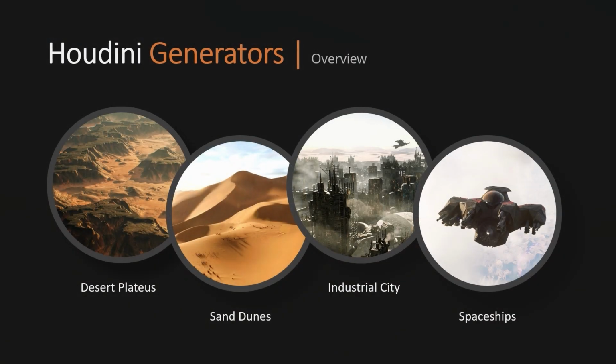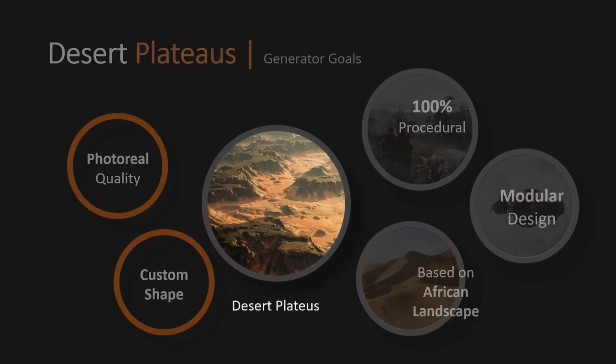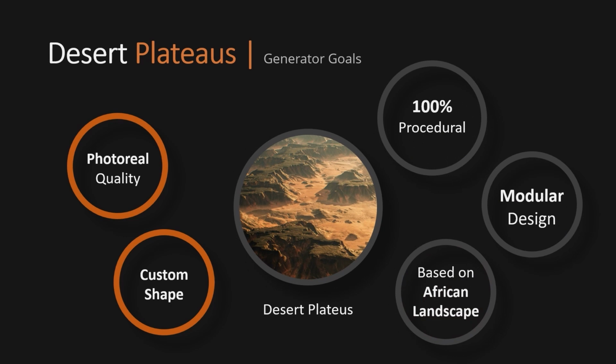Okay, so here are the key areas I'm going to talk about today. We'll start with Houdini HeightFields, where I will show you how I use them to generate desert plateaus and sand dunes. Then I will break down the city generator, and finally we'll have a quick look at a relatively simple way of generating spaceships. Alright, so let's start with the desert plateaus.